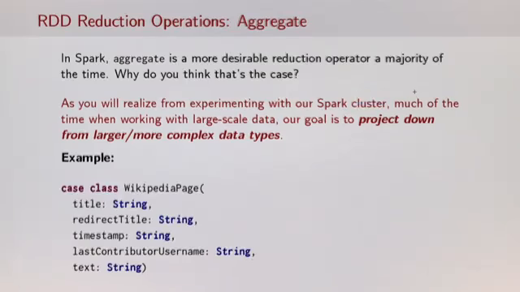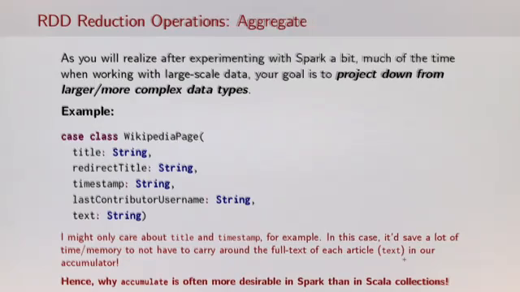For example, if you wanted to do a computation involving the data stored on Wikipedia, you may have a data type called Wikipedia page which contains all kinds of fields, probably more than what's listed here, but which could include things like the title of the article, the redirect title of the article, the timestamp of the article, the username of the last person to contribute to the article, and the actual text contained within the article. So you can also imagine many more possible fields, like a list of articles linked to in that Wikipedia article, etc. And you can imagine that to do some kind of interesting analysis on your Wikipedia data, you may only care about the title of the article and the timestamp.